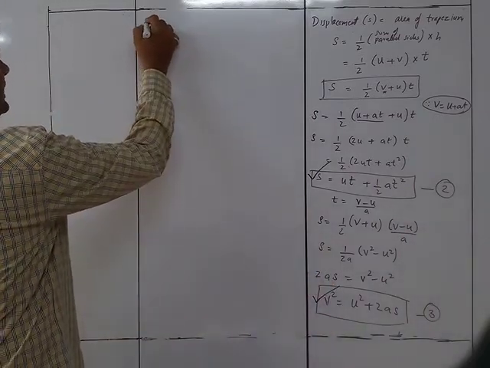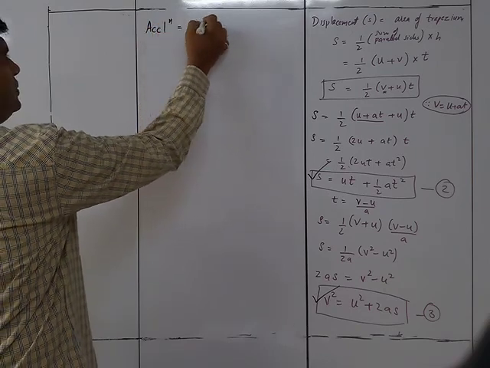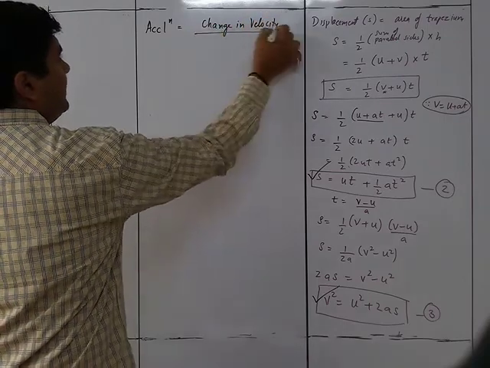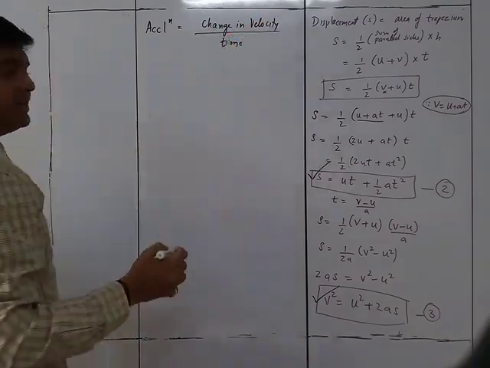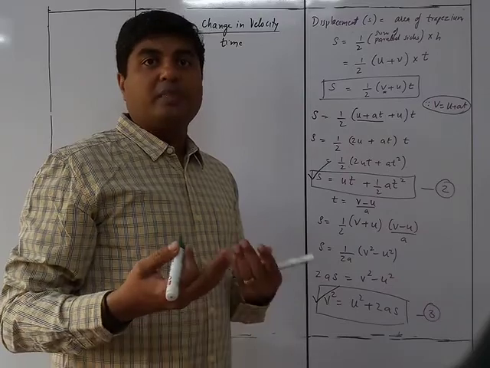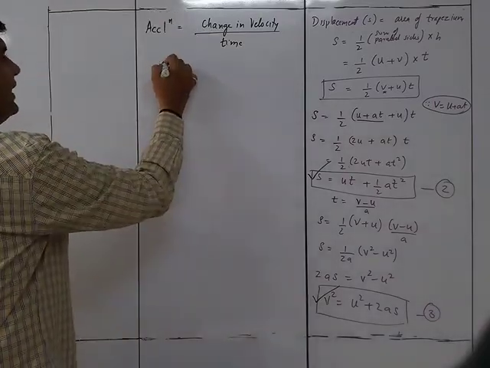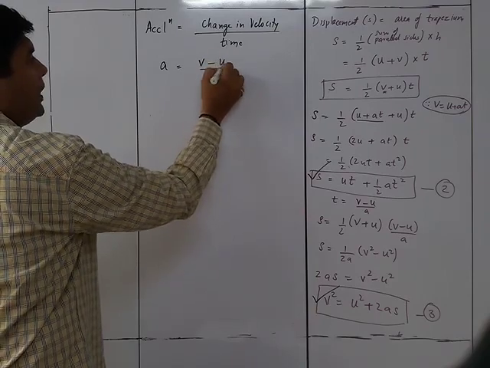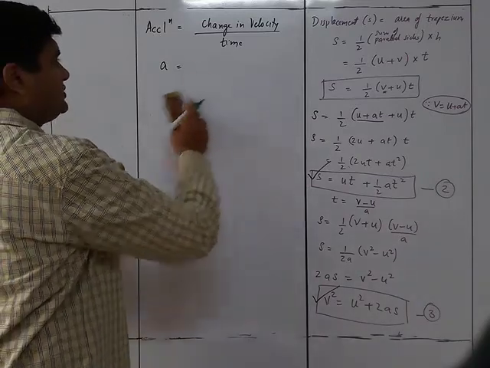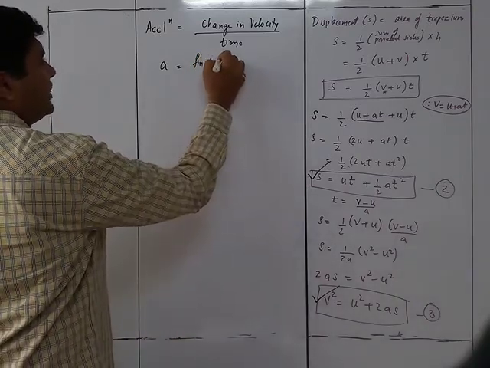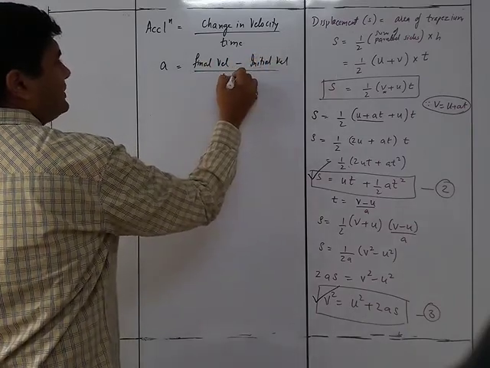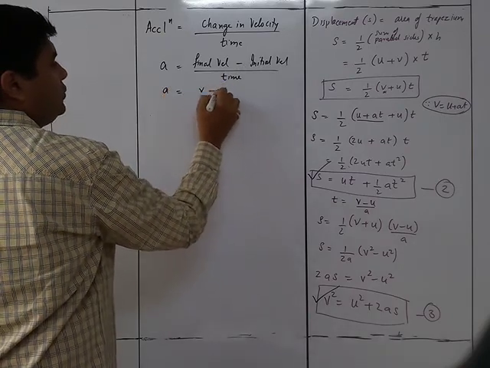So we know over here that acceleration is equal to change in velocity upon time. Now, change in velocity is nothing but v minus u, where v is my final velocity and u is my initial velocity. That's why a is equal to v minus u upon t. Did you get it clear? First of all, write it in a proper form: final velocity minus initial velocity upon time. That is why a is equal to v minus u upon t.